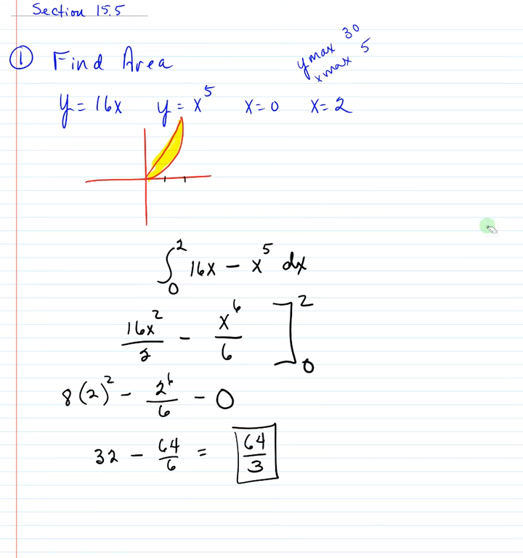So let's look at number one. Number one, you are given y is equal to 16x, and y is equal to x to the fifth. So here is x to the fifth, here is 16x, and we're talking about between x is 0 and x is 2. So those are our limits of integration.